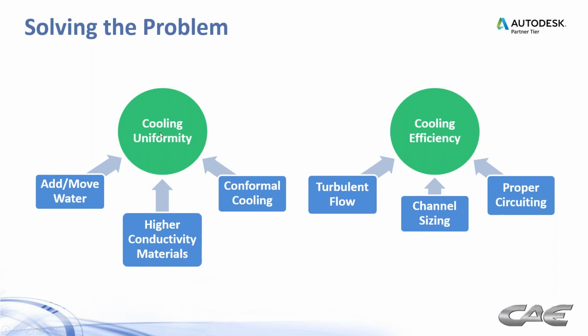Just to reiterate, for cooling uniformity, you can add or move water. You can change out steel for higher conductivity materials, or you could use conformal cooling. And that's not just a cooling uniformity thing. These things also lead to more efficiency. But the other side of that equation is you better make sure that you have turbulent flow in the channels, that you have sized them properly, and that you have circuited them properly.